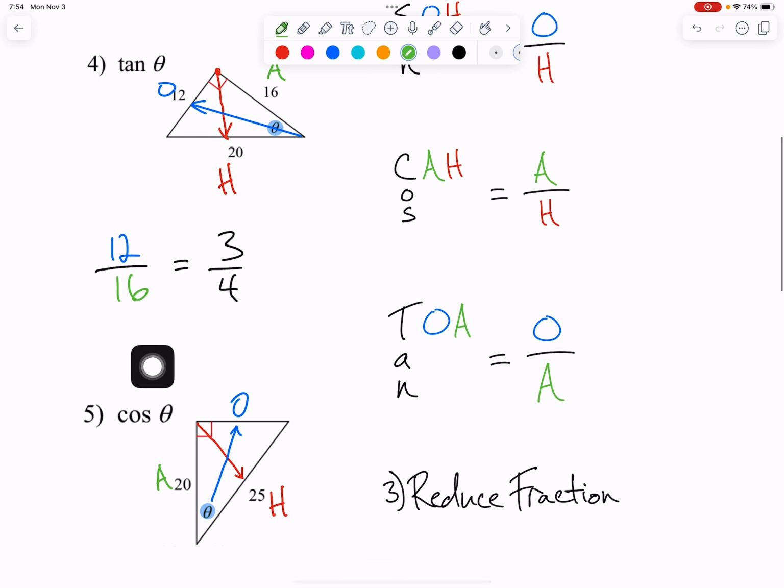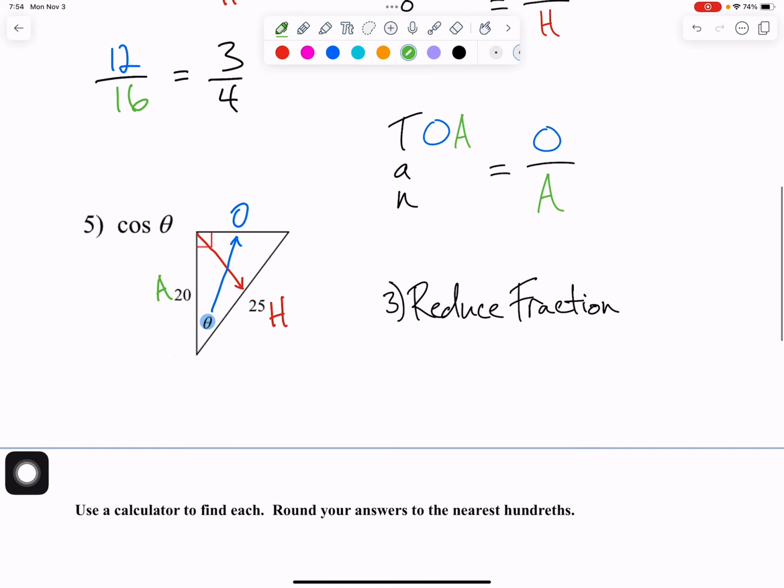And for cosine, it's looking for the A and the H. Greatness, we have labeled both the A and the H. So this will be written as 20 over 25. Let's go ahead and write that out.